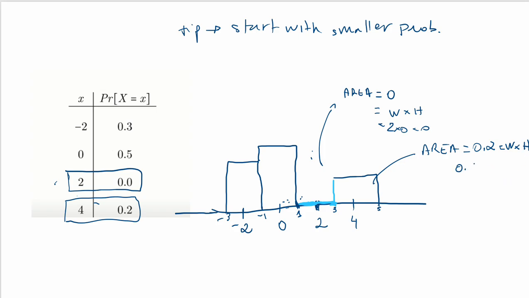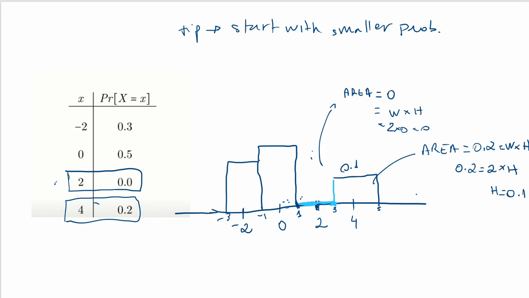Okay, so 0.2 is equal to width times height. What's the width of these rectangles? It's 2. All of them have width 2. So what is my height? It's a number that multiplied by 2 gives me 0.2. It has to be 0.1. So actually my height is 0.1.